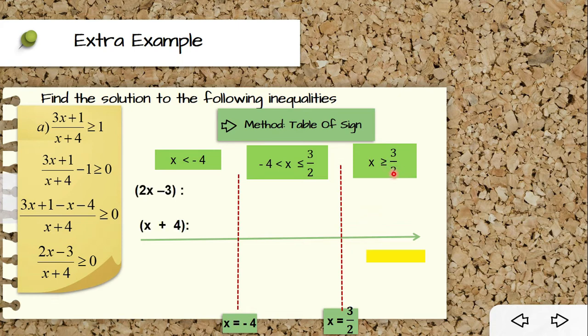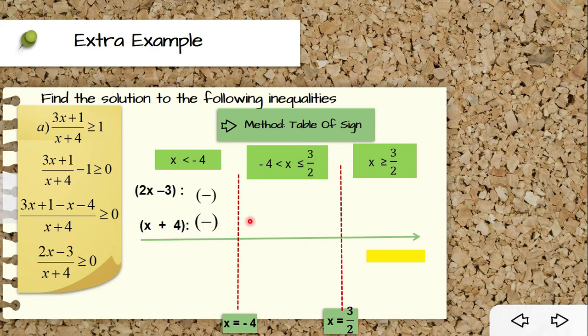Okay, next we have two factors, 2x - 3 and x + 4. We want to know the result for the two factors. When you substitute a value for the interval x less than -4, we can substitute any value, for example -10. -10 times 2 gives -20, minus 3, so we get a negative sign here. Next, when you substitute -10 into the second factor, you also get a negative sign.